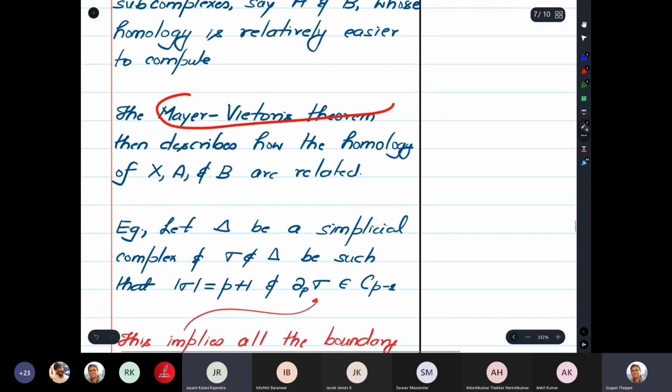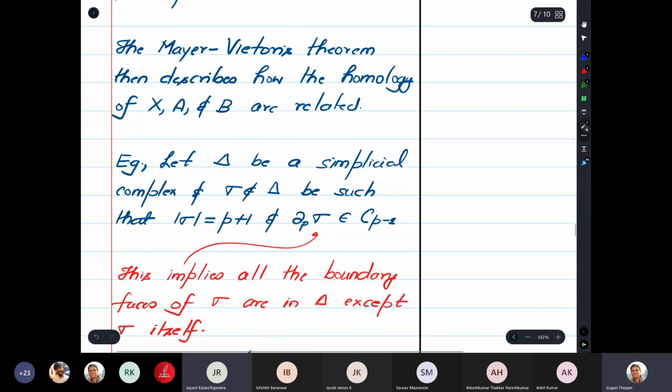This is what the Mayer-Vietoris theorem tells us. We will not be seeing the Mayer-Vietoris theorem today. We will see it in the next class, what is the exact statement. But nevertheless, let me give you an example of how this Mayer-Vietoris theorem could be used.